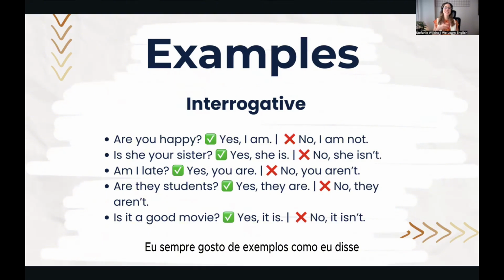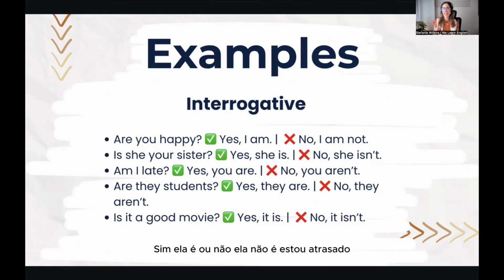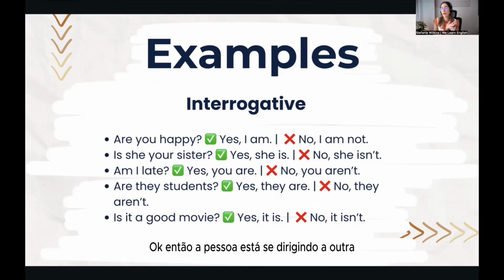Let's go to the examples. I always like examples. As I said, yes or no. Look at this. Are you happy? You can say yes, I am, or no, I'm not. Is she your sister? Yes, she is, or no, she isn't. Am I late? Yes, you are, or no, you aren't. And here the person is asking if he or she is late. So the person is addressing another one, and then you say yes, you are, or no, you aren't.